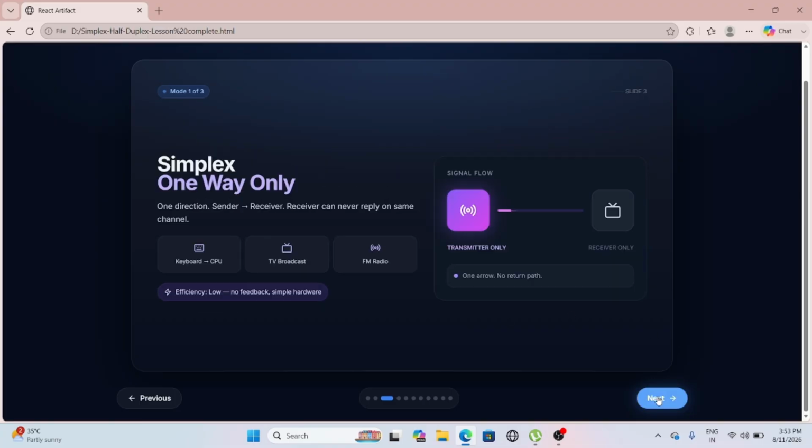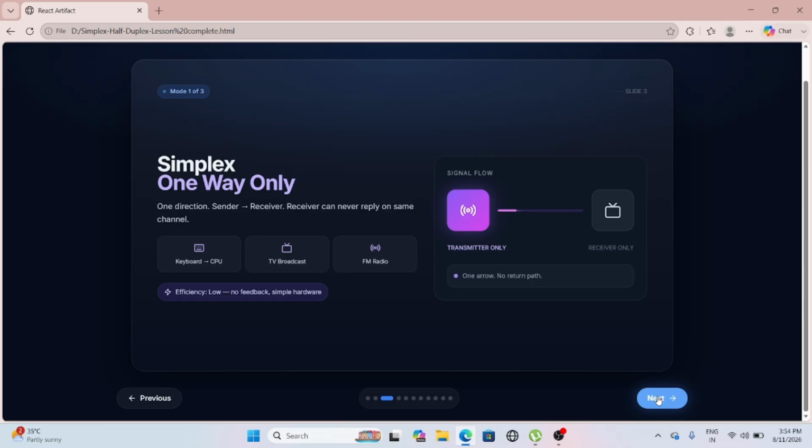The next one is simplex. Let's start with simplex. Simplex means communication happens in one direction only. We have a sender and a receiver, and data flows only from the sender toward the receiver. For example, from sender to receiver, the receiver does not send back through the communication path.